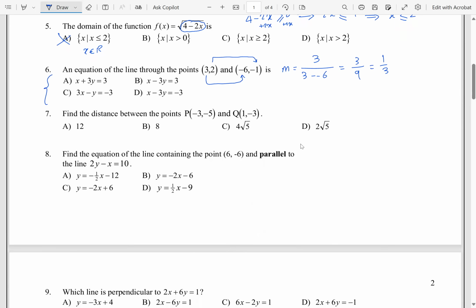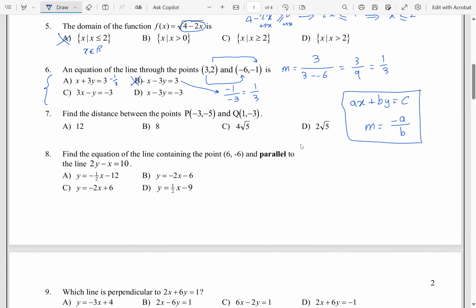So which of these options has a gradient of 1/3? For an equation in the standard form ax plus by equals c, the gradient is the negative coefficient of x over the coefficient of y, negative a over b. This is a rule. If you apply this formula here, the gradient here is negative 1 over negative 3. Yes, this one. So the gradient of option B is negative 1 over negative 3, simplified to 1/3. So B is correct.